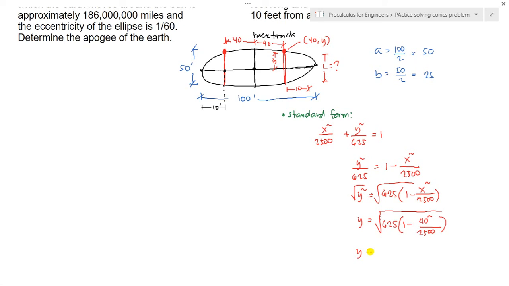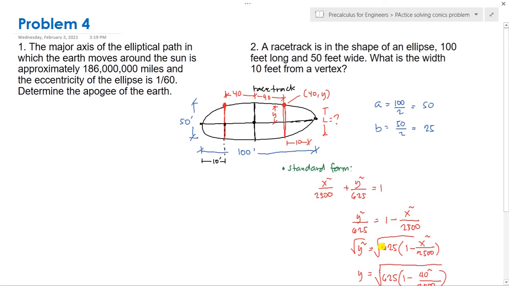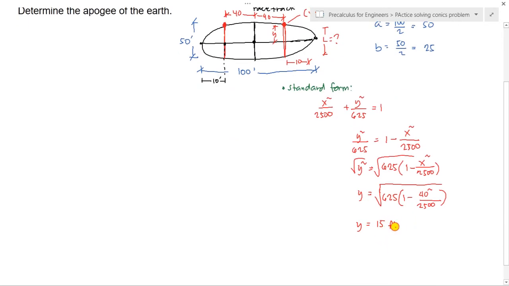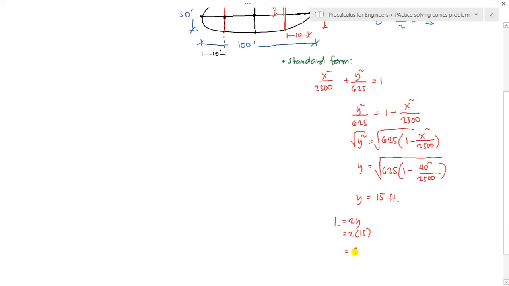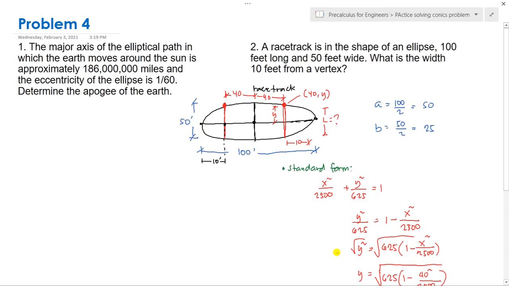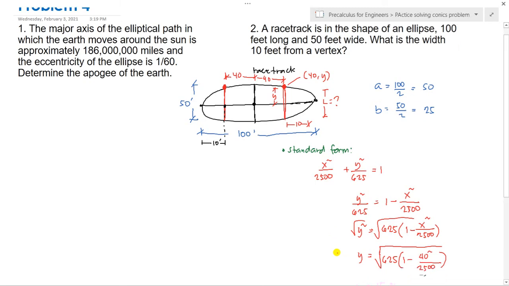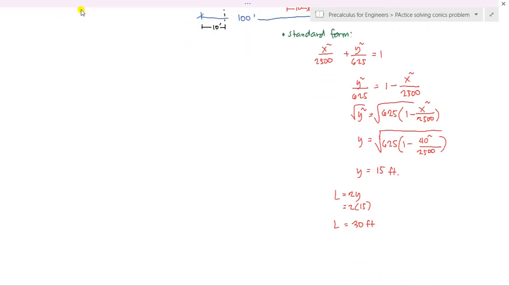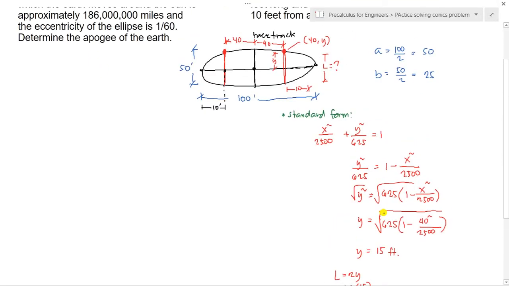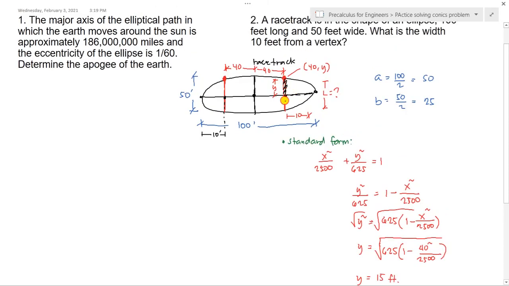So the answer here is 15. So y is 15. That is 15 feet. Now since that is the width, the length here is just equal to 2y. That is 2 times 15, which equals 30 feet. So therefore this is the width of the ellipse that is 10 feet away from the vertex. So it is 30 feet. This is our answer. This is its width, measured 10 feet away from this vertex.